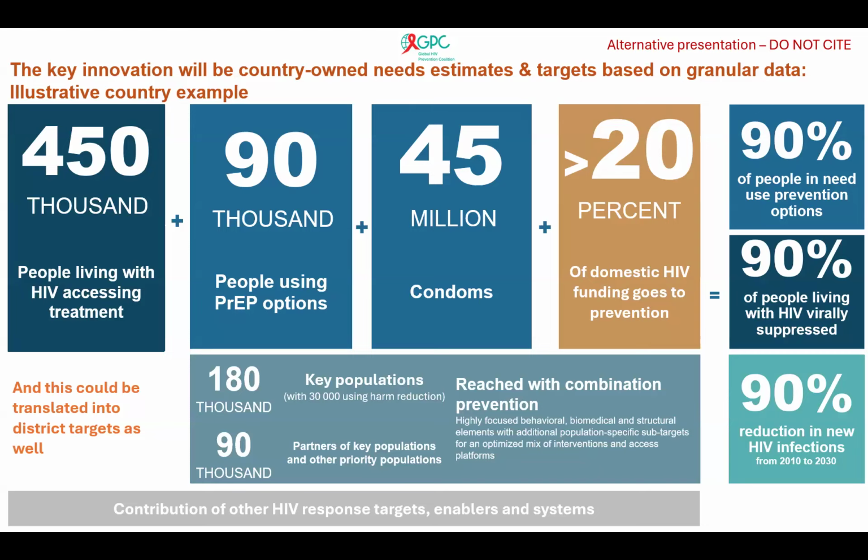So in terms of coverage targets of prevention, again, leading to 90% use of prevention options and a 90% reduction in incidence in combination, of course, achieved with viral suppression, 90% of people living with HIV being virally suppressed.